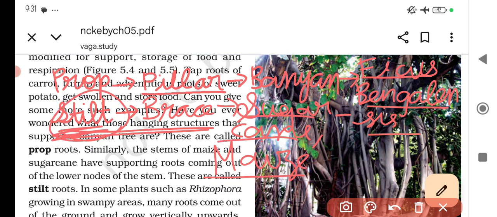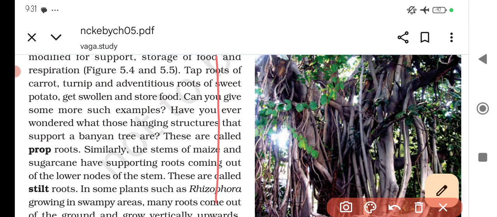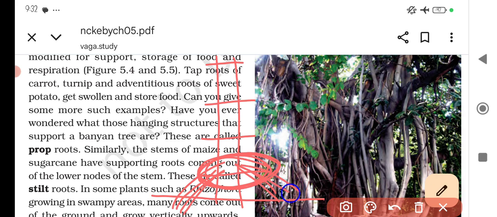You can find stilt roots. They are found at the basal nodes of the stem. Basal nodes means, suppose there is a stem like this and we have nodes. This is the ground. The node which is very near to the base, the first node, from there you can see that these roots arise. They are known as the stilt roots. They arise obliquely from the basal nodes, the nodes which are present at the base of the stem.